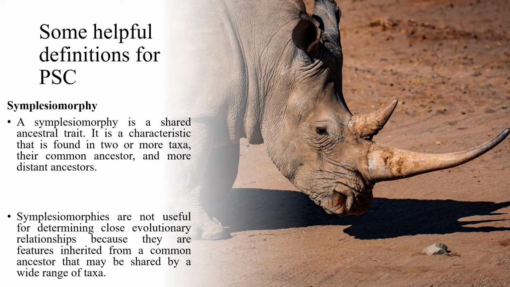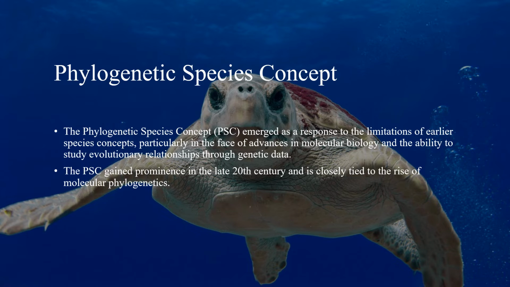And also we have symplesiomorphy. What is a symplesiomorphy? A symplesiomorphy is a shared ancestral trait. It is a characteristic that is found in two or more taxa, their common ancestor, and more distant ancestors. Symplesiomorphies are not useful for determining close evolutionary relationships because they are features inherited from a common ancestor that may be shared by a wide range of taxa.